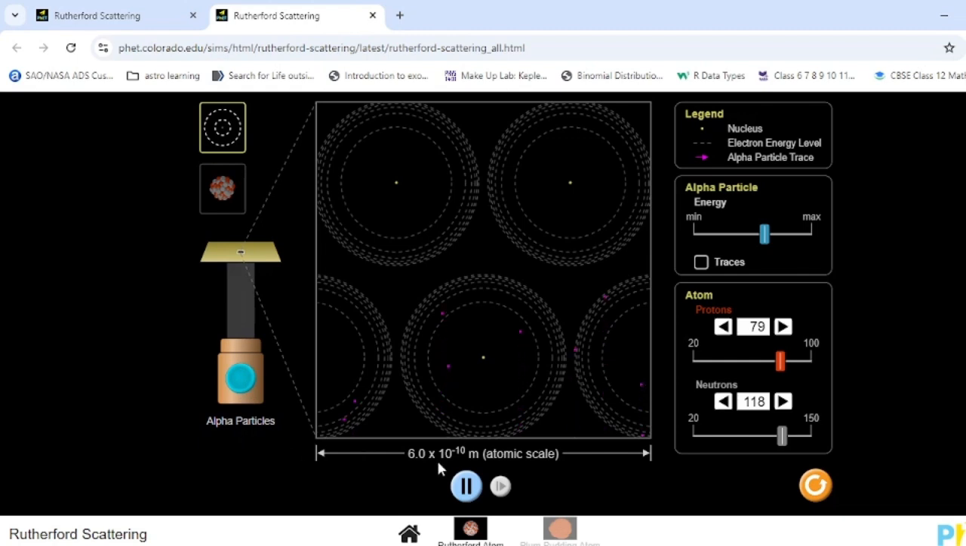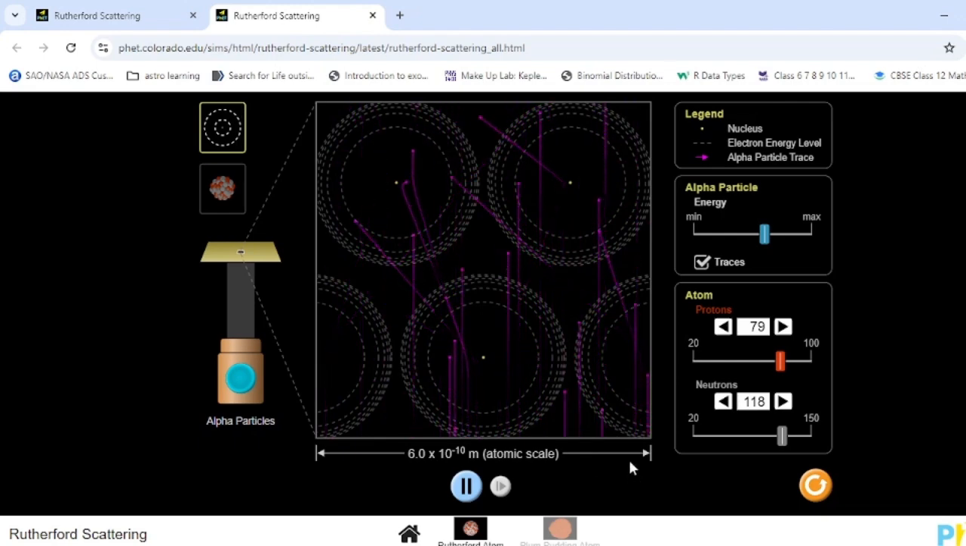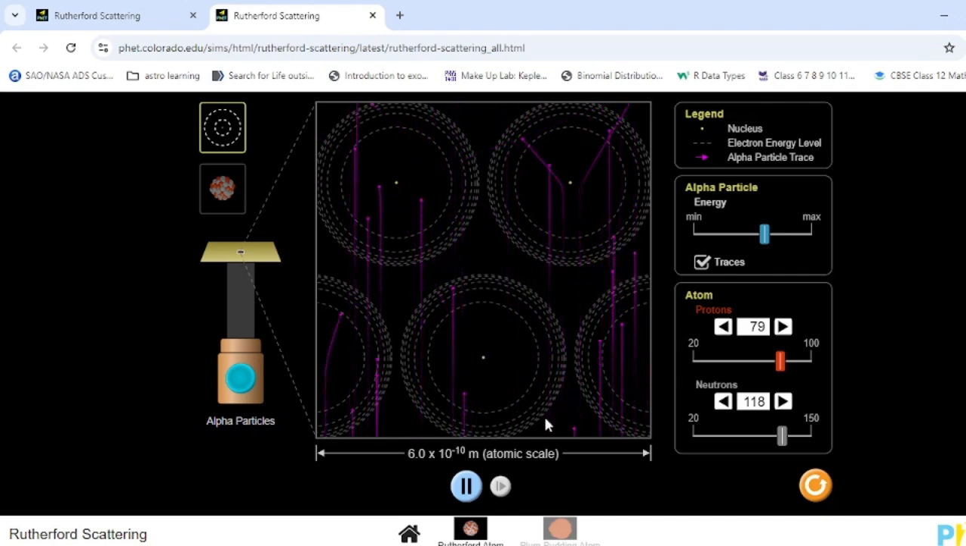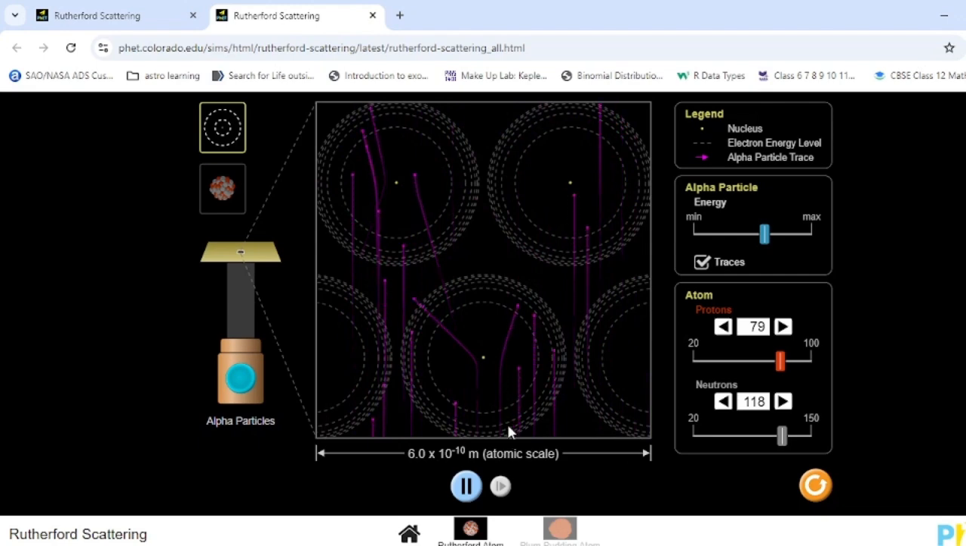When alpha particles are bombarded onto this thin gold foil, the atom has 79 protons, that is, atomic number 79 means it is gold. These are all the alpha particles, so you can carefully observe this. I'll turn on the traces of the alpha particles. The alpha particles which come near the nucleus, that is the center dot, show a deviation in the alpha particle's path.